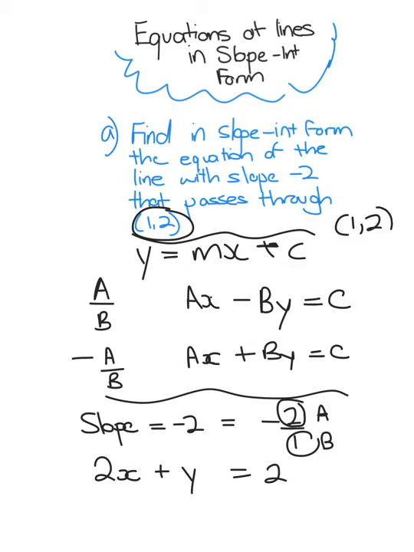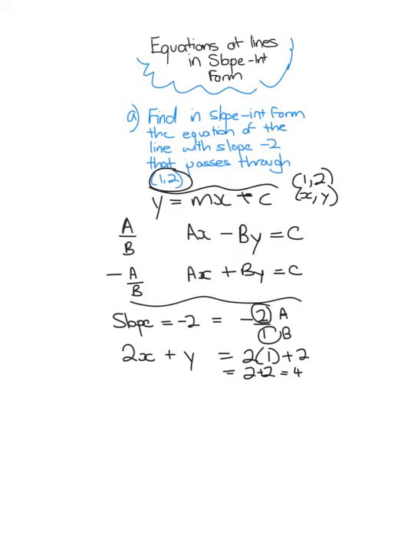If we look at the point 1, 2, 1 is going to be x, 2 is going to be y. So that's going to be 2 times x, or 2 times 1, plus y, which is 2. So that's going to equal 2 plus 2, which equals 4. So therefore our equation in general form is 2x plus y equals 4. But remember, we said that we needed to get it in slope-intercept form, so we simply have to remove 2x from this side of the equation by taking 2x from that side. And so we're going to get it in the form y equals negative 2x plus 4, which is slope-intercept form.